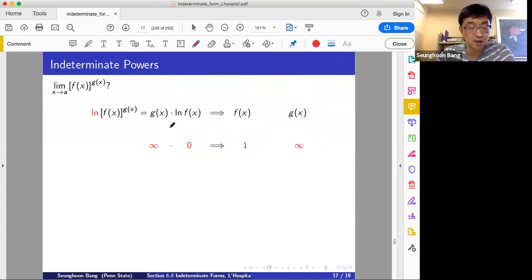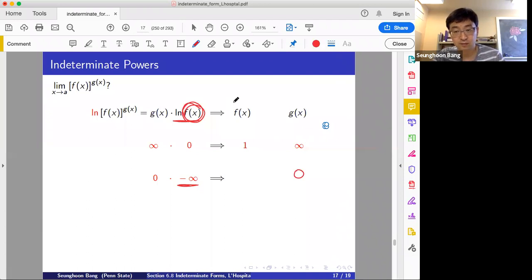Another case is, was it like this form? 0 times infinity. 0 times minus infinity is also an indeterminate product. So g of x is going to 0. G of x is going to 0. The ln of f of x is going to minus infinity. So what happens inside 1? What's inside 1? What do you think?